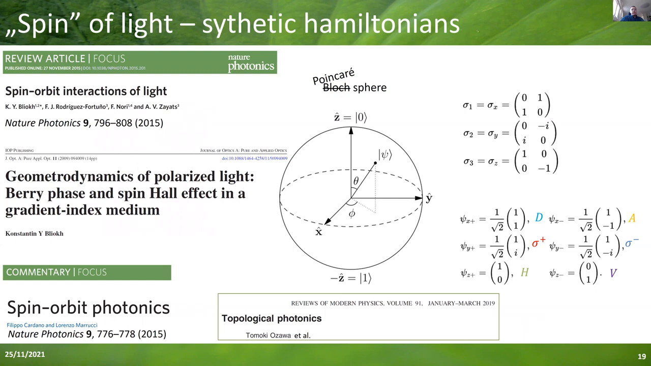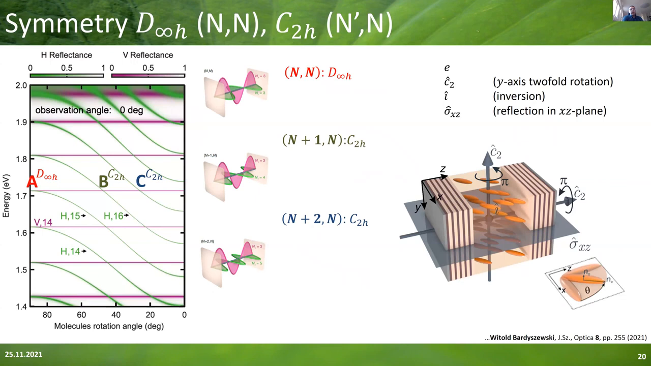And both the direction of light, so the momentum of light, and the polarization of light, meaning the spin of light, lead to many effects of the so-called spin orbit interaction of light. Then we can try to describe the spin orbit interaction. First of all, we can solve the Maxwell equations. Yes, this is what we did in our Science paper, but then you can represent these Maxwell equations in the form of Hamiltonians.